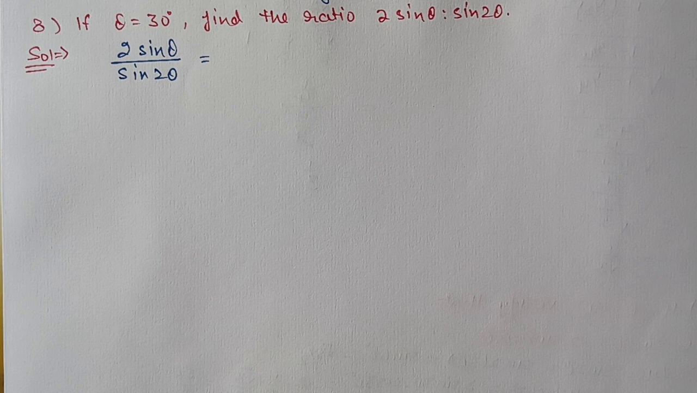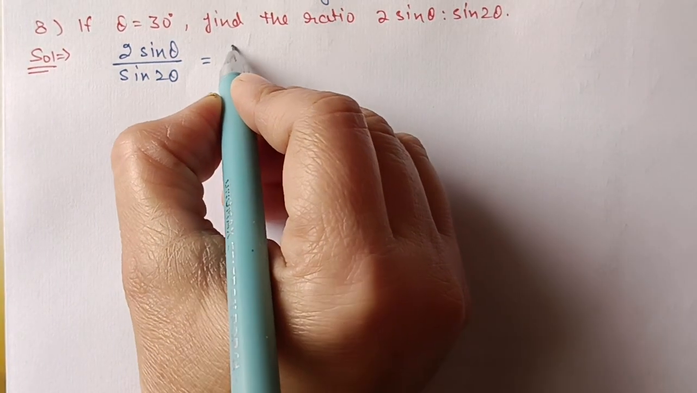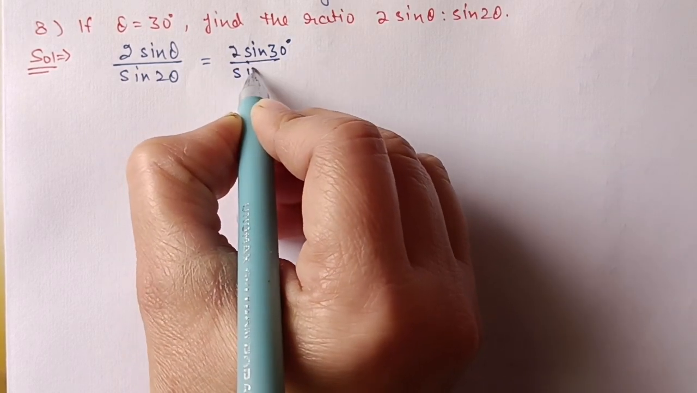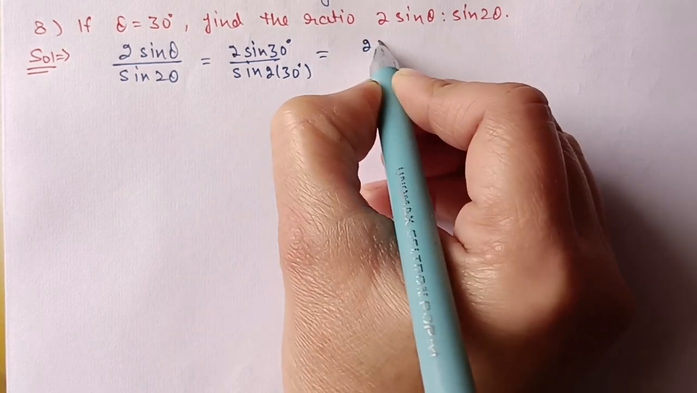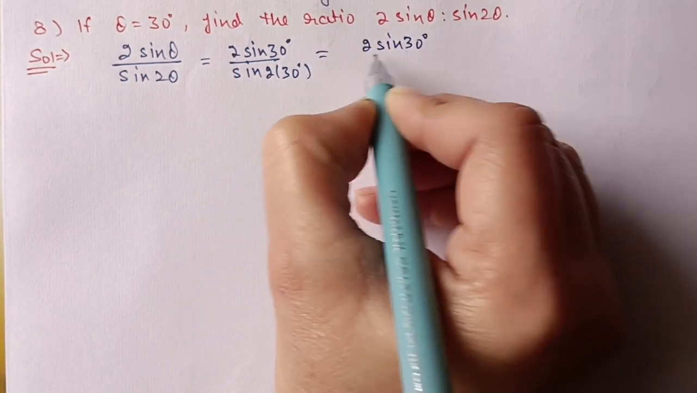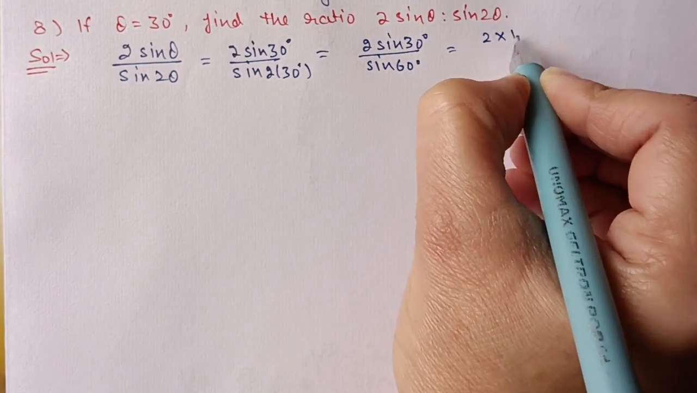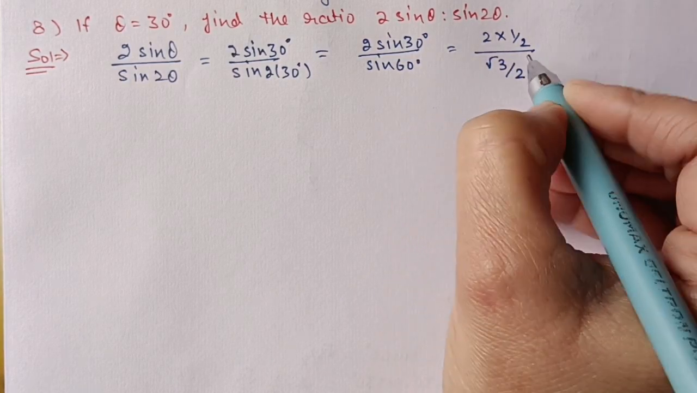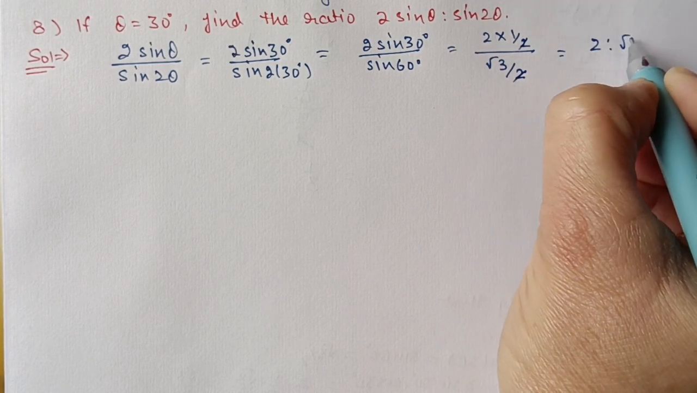Question number 8. If theta is equal to 30 degree, find the ratio of 2 sin theta and sin 2 theta. So we will substitute values here. 2 sin 30 divided by sin 2 into 30. So 2 sin 30 upon sin 60. You can substitute values. Sin 30 value is 1 by 2 and sin 60 value is root 3 by 2. So this 2 you can cancel out and we will get 2 ratio root 3.